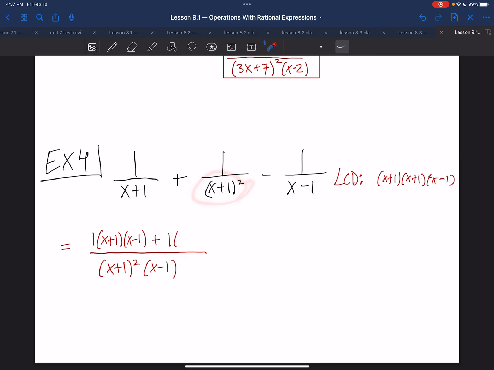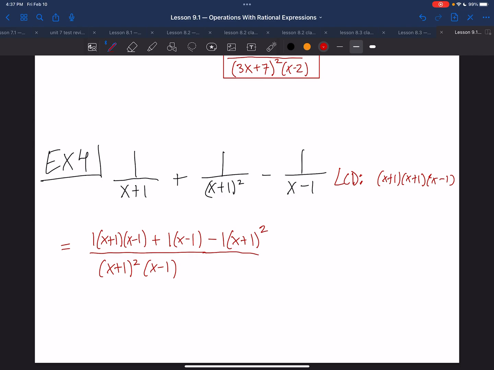has the x plus 1 squared, so this piece is good, but it needs an x minus 1 on top and bottom. So it's 1 times x minus 1, and then minus 1 times, and then, of course, this denominator already has the x minus 1, so that's good, but it needs both x plus 1s, so I need to do x plus 1. You can either write x plus 1 squared or x plus 1 times x plus 1.